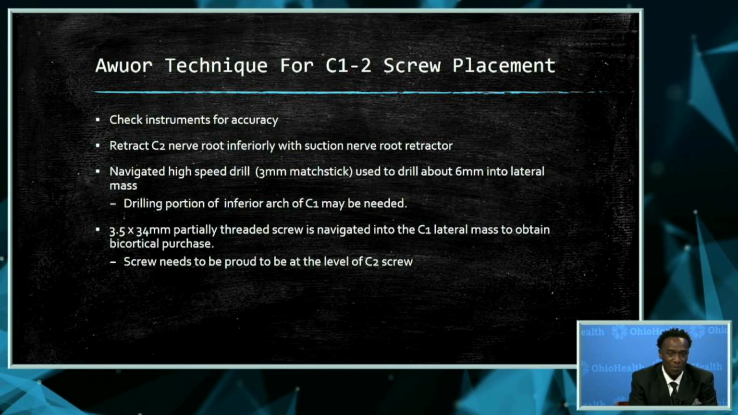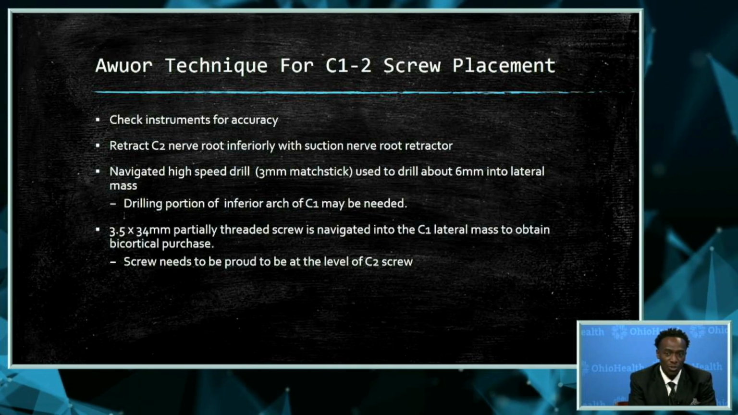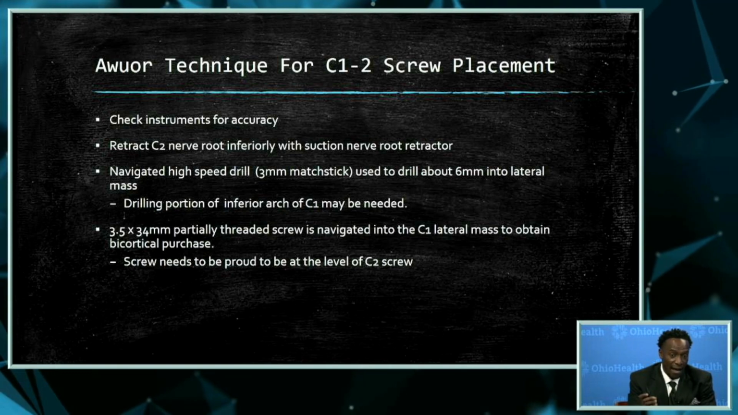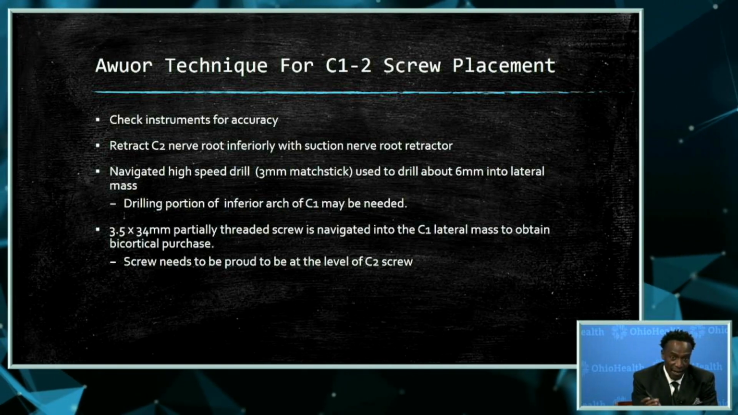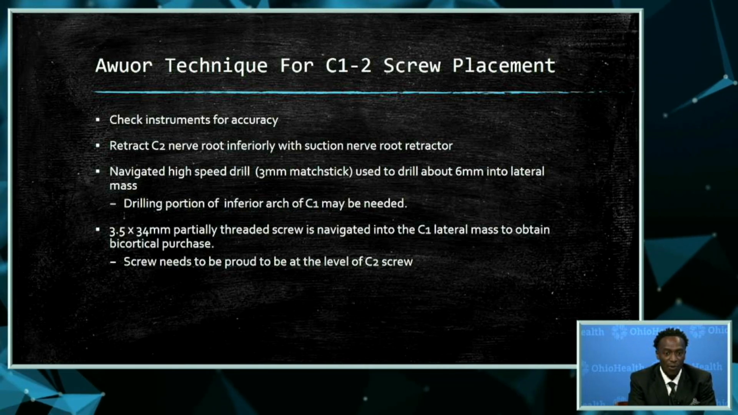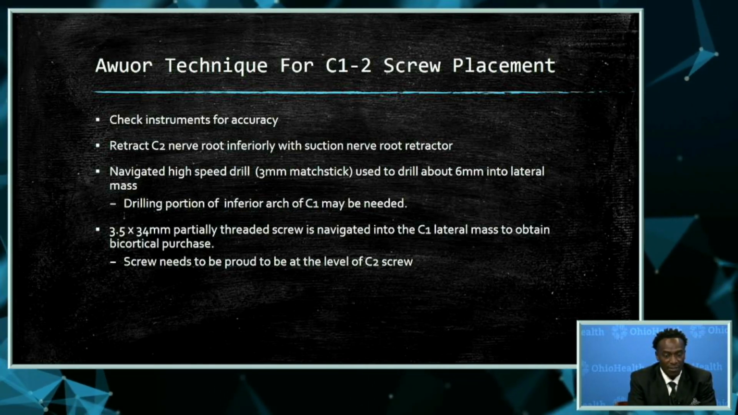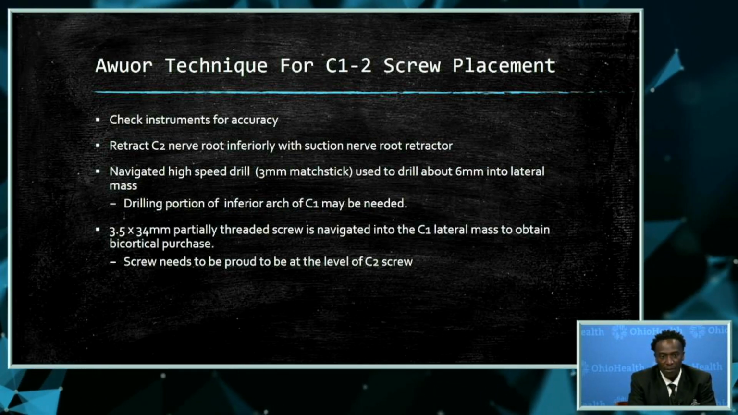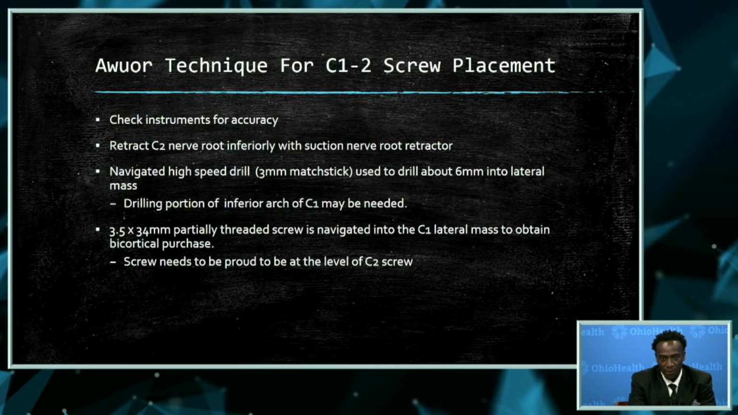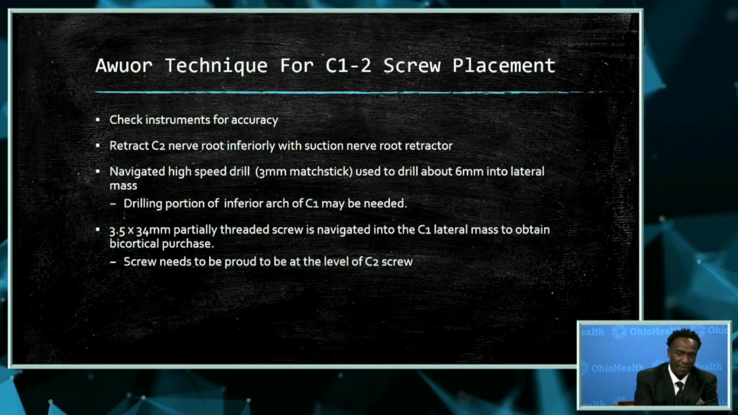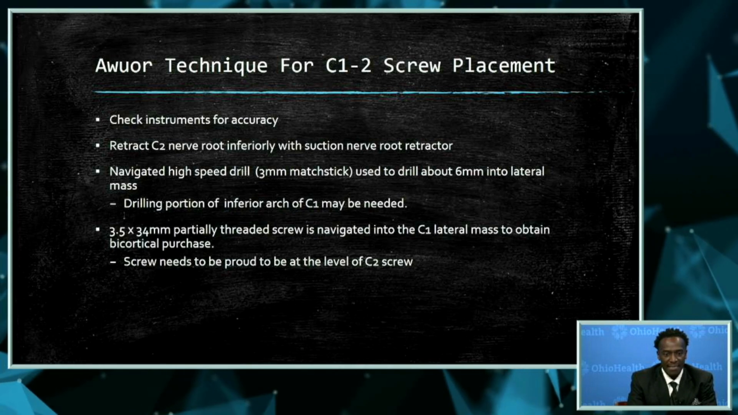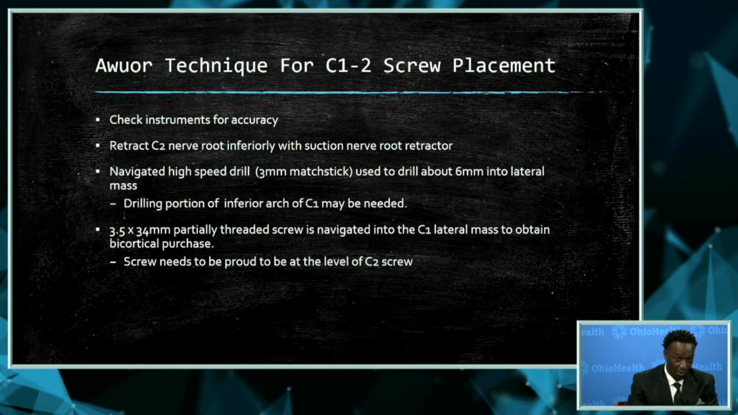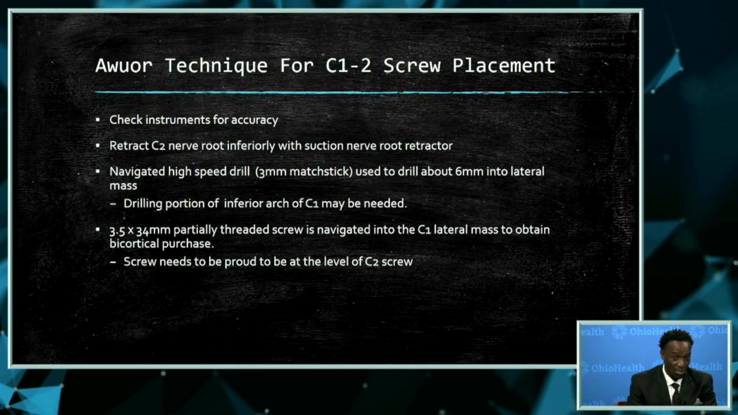And then a high-speed drill with a 3mm matchstick is used to drill to about 6mm into the lateral mass. And then after you've just decorticated and gone in 6mm, we go straight to the screw. For the C1 screw, 99% of the time, I'm going to put a 3.5 by 34mm partially threaded screw, and that just gets navigated till it's bicortical. And so I don't use a separate drill. Once we start off with a high-speed drill, we go straight to the screw.